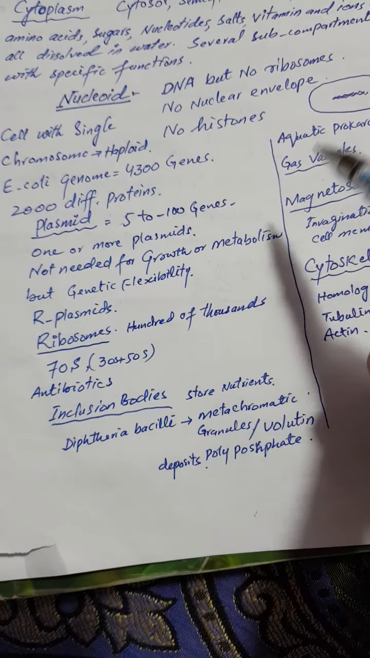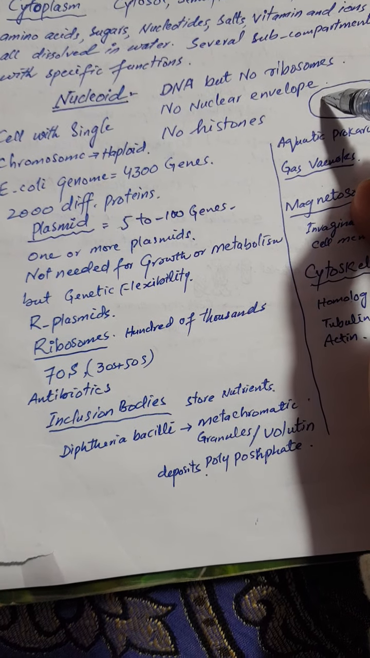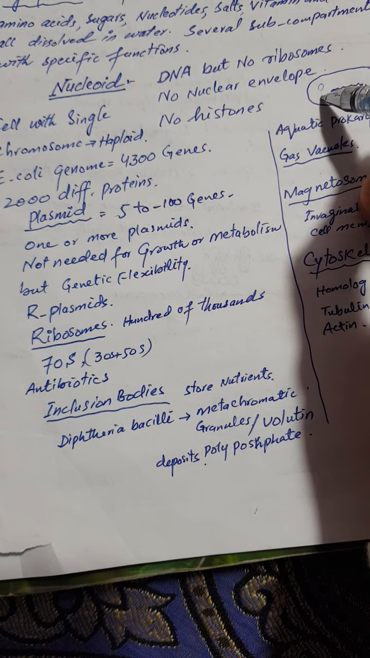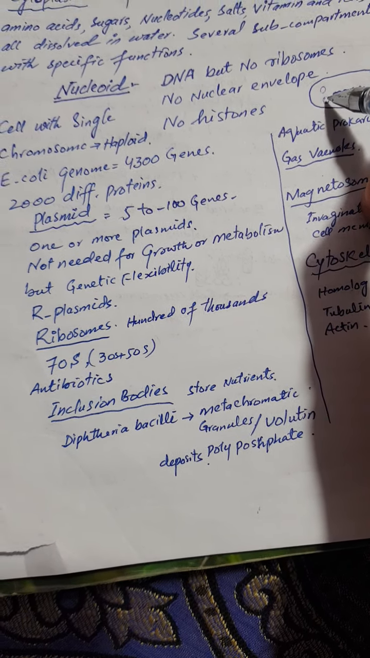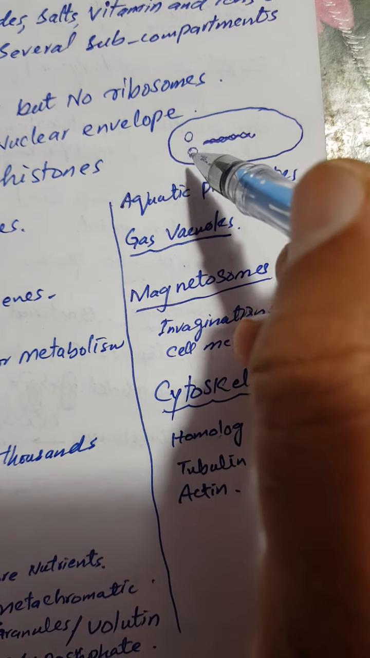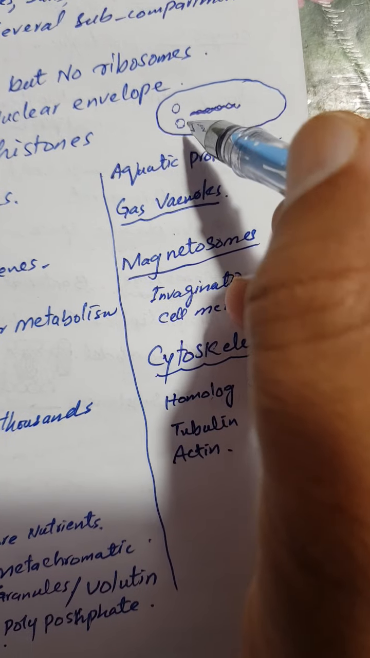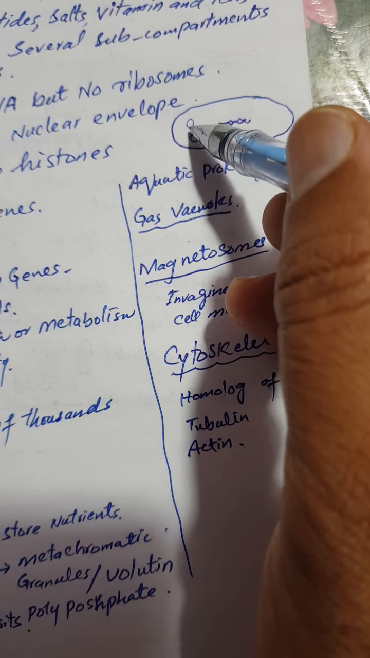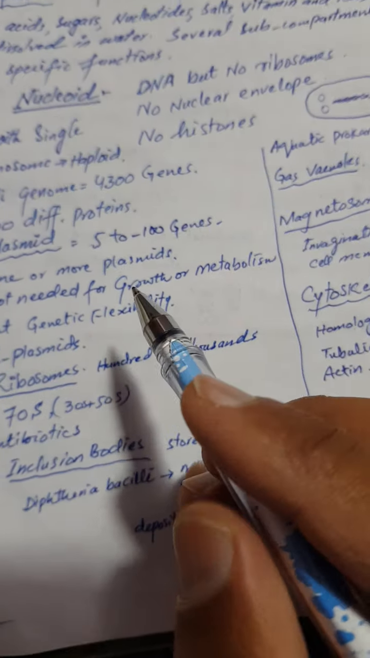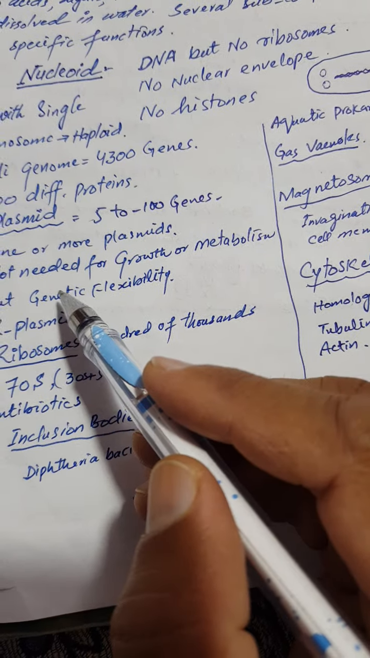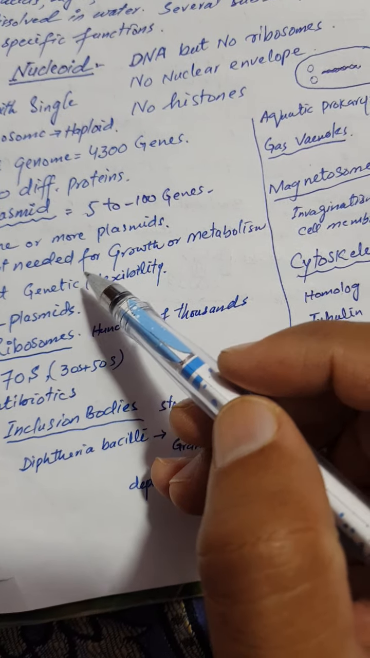Plasmids are some extra chromosomal DNA. There may be one or more plasmids in a cell. For example, this is the chromosome, and these are the circular DNA molecules which are extra to the main genome of the cell. So these are plasmids. They are named as plasmids. They contain 5 to 100 genes, and there may be one or more plasmids.